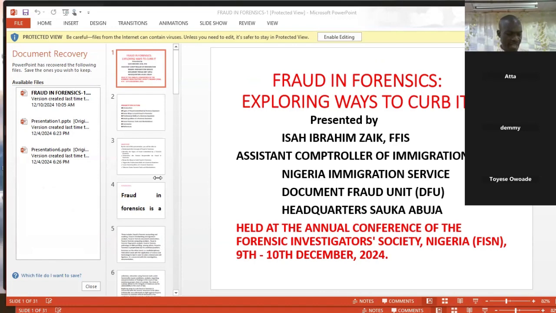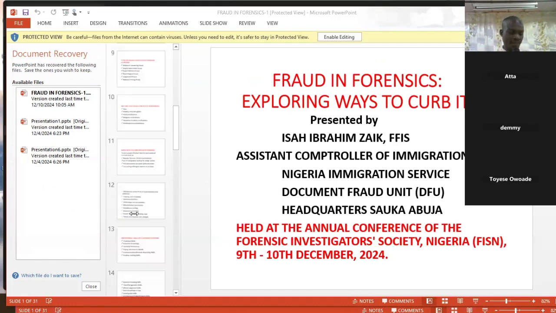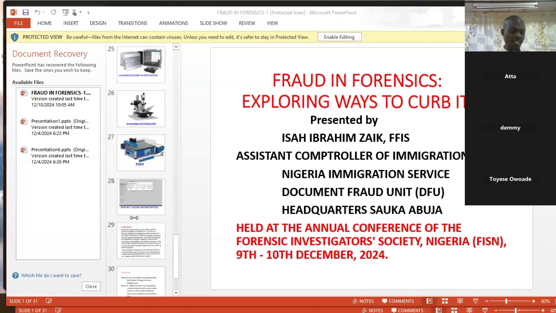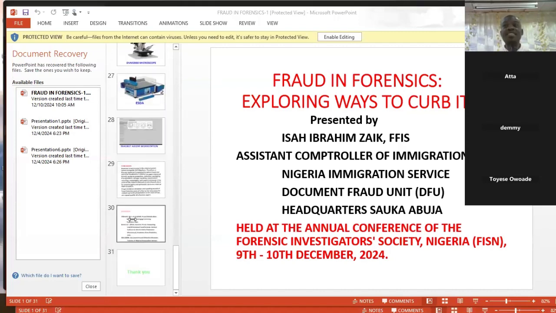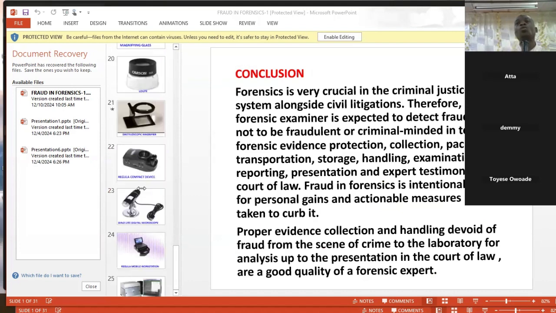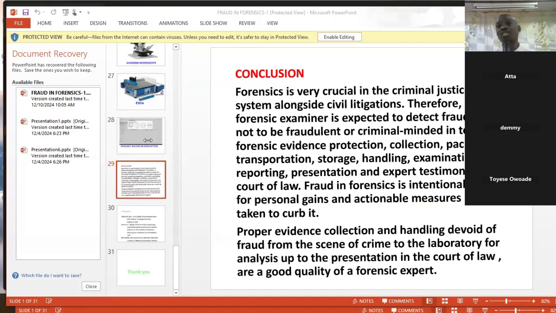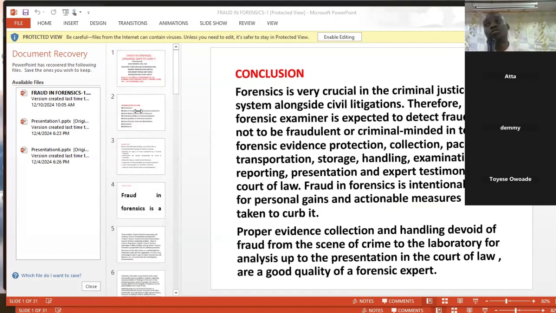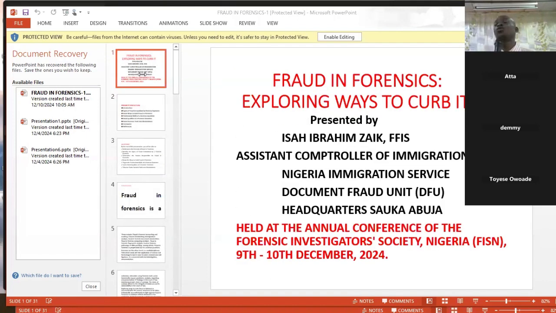Then we also have investigative skills, and interpersonal and public relations skills. Please relate well with others as a forensic examiner. This is very important. Otherwise, you may not get information at times. If you don't relate well, informants will not come and give you information that will aid your forensic investigation.